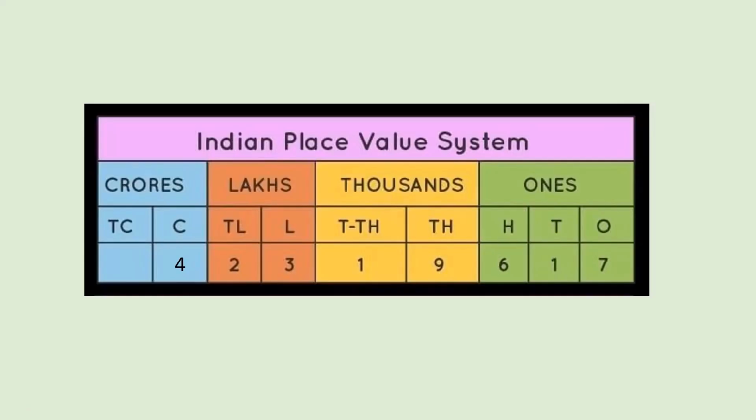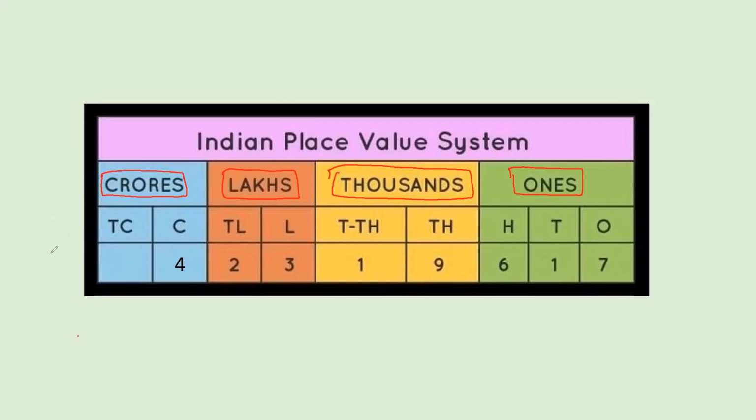Hello everyone. Today we will understand a new concept called Indian place value system. Through this concept, we will learn how to read and write 8 or 9 digit numbers. So let us begin. Indian place value system has been divided into 4 periods. The first period is ones, the second period is thousands, the third is lakhs, and the fourth one is crores.